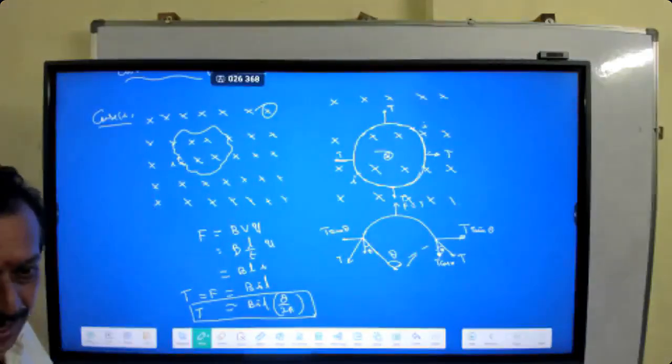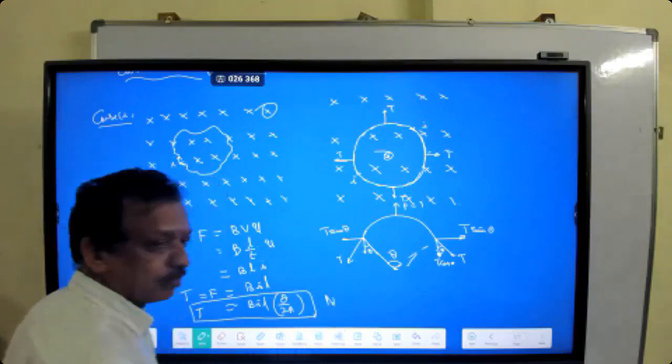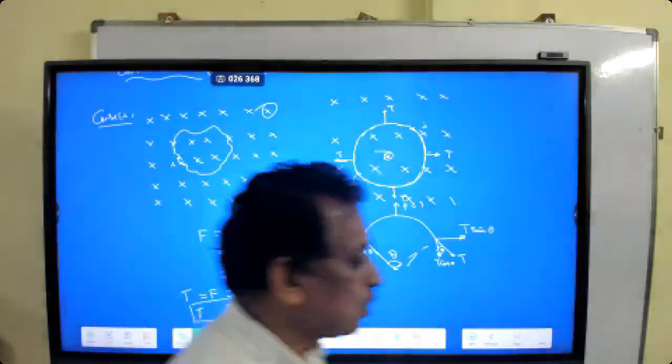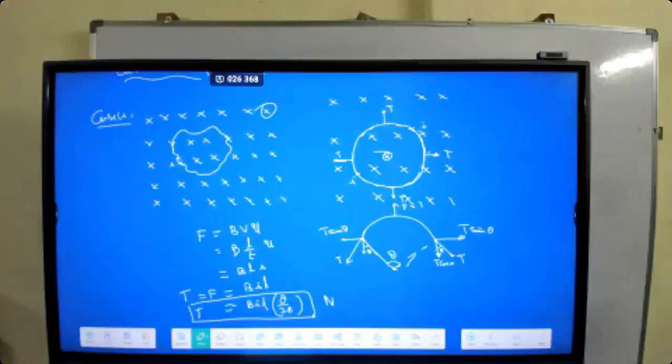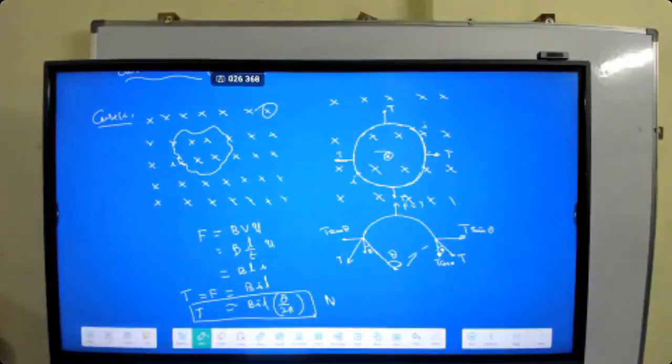Tension or force, both are the same. What is the unit of tension? The unit of force. The tension developed in the closed loop is BIL. The part of the arc is the same. Like previously, what did we do? The magnetic field at the center of the arc carrying current is equal to what? Same way.